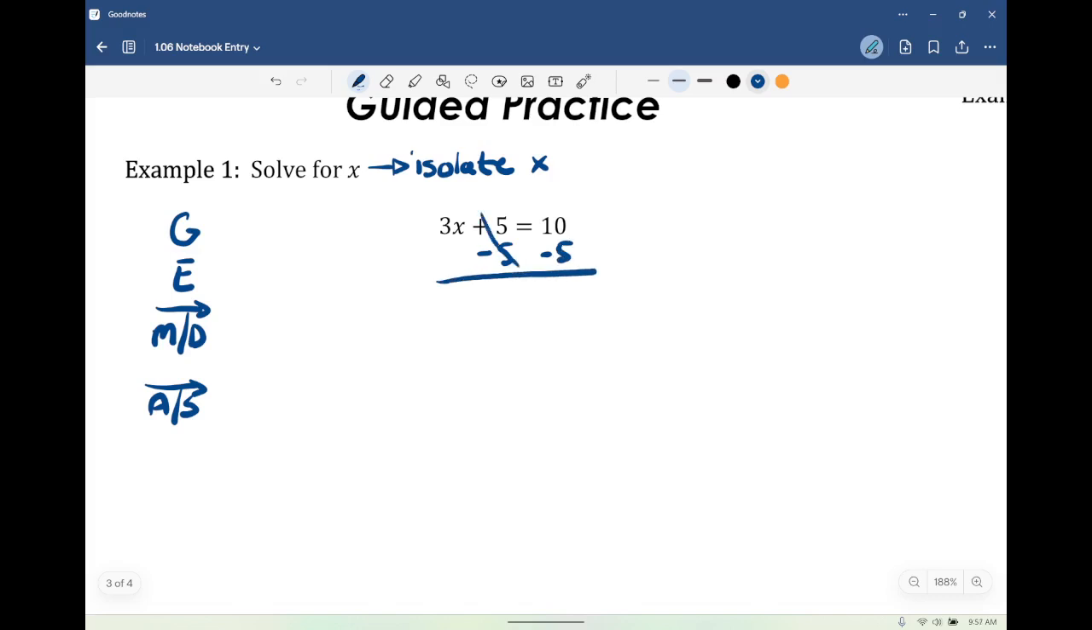On the left, the 5's cancel. Good, that's what we want. I'm going to have 3x is equal to, and then everybody, 10 minus 5 is 5. Make sure we have 5, and that we're not purposefully shouting the wrong answer. So, okay, 3x equals 5. Now, from here, and listen to the question carefully, raise your hand. What is the operation that we have in our problem?